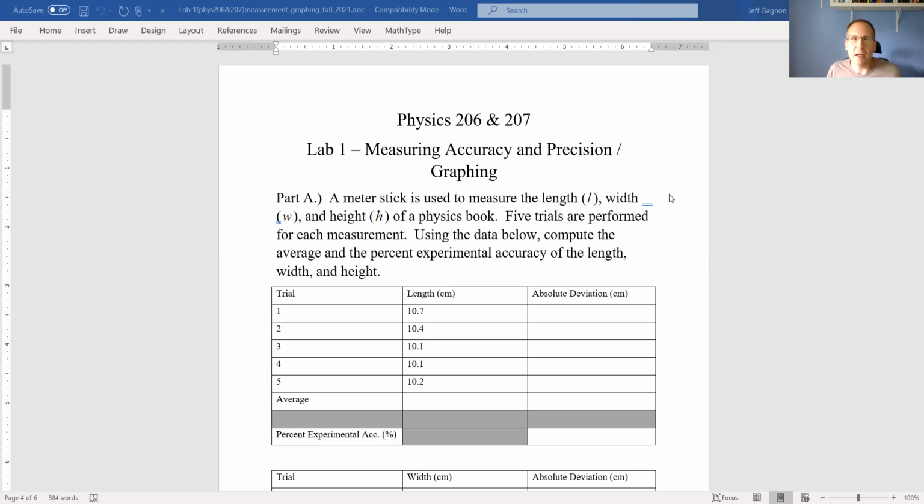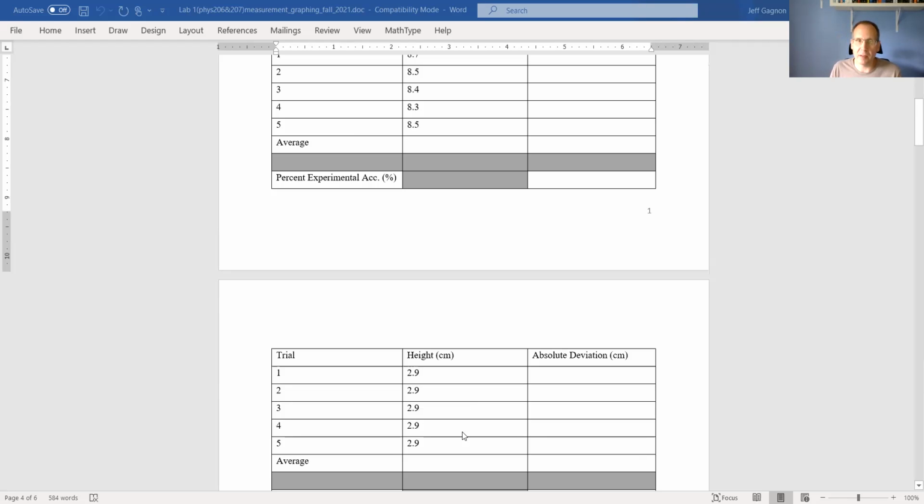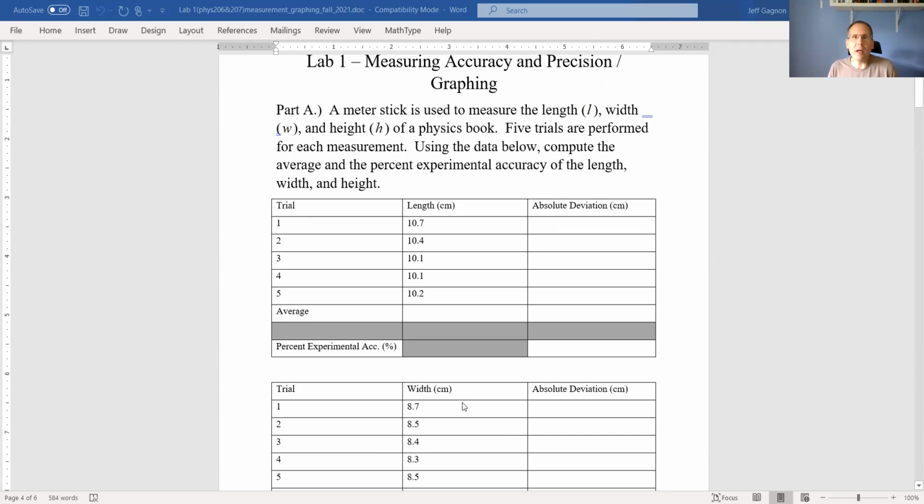For the first part, you're told that a meter stick was used to measure the length, the width, and the height of a physics book. Five trials are performed: 5 trials for the length, 5 trials for the width, and 5 trials for the height. What I want you to do is compute the average length, the average width, the average height, and then compute the percent experimental accuracy for the length, the width, and the height. Now, you have to be a little careful here.